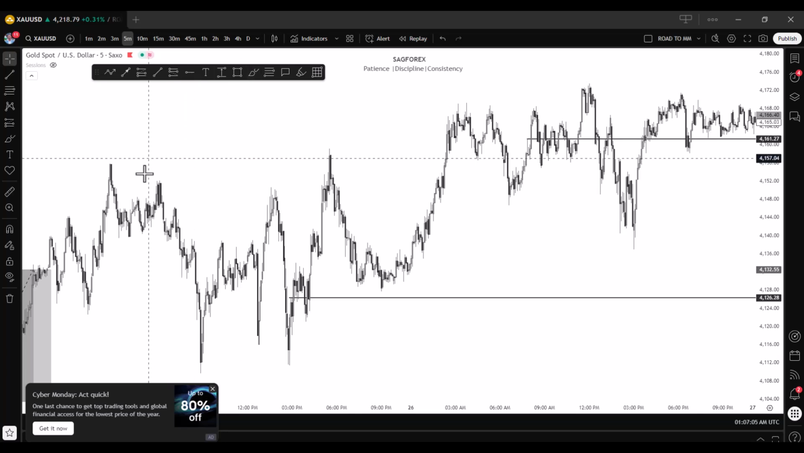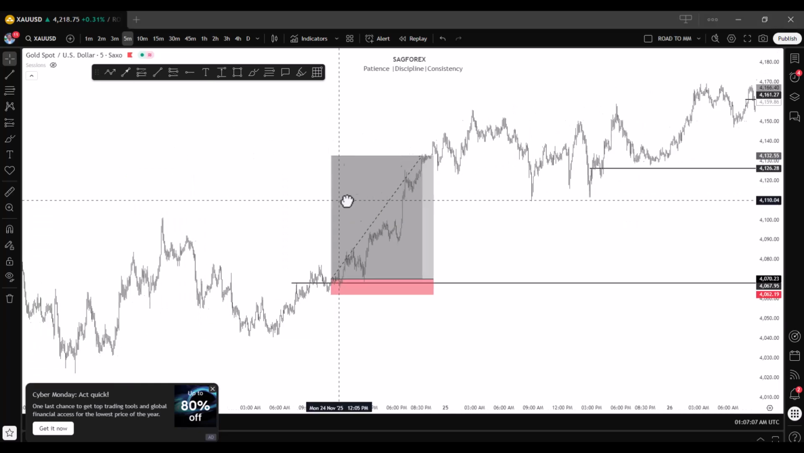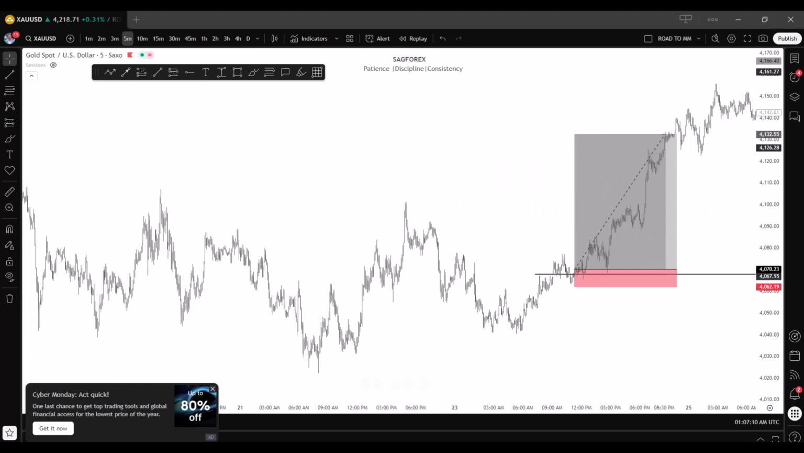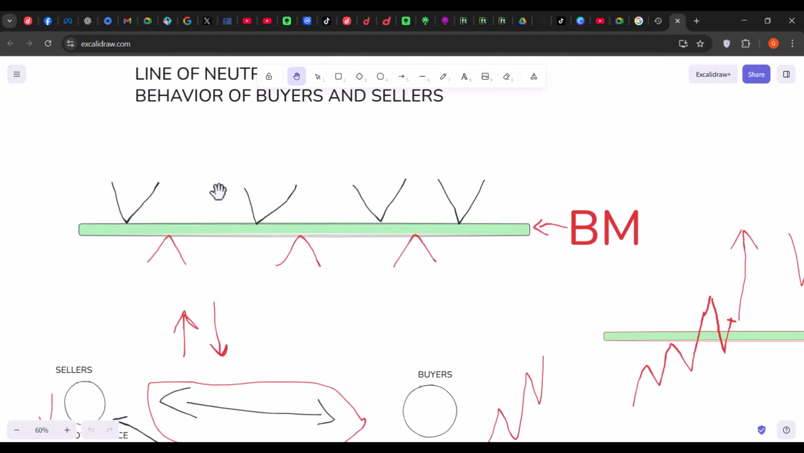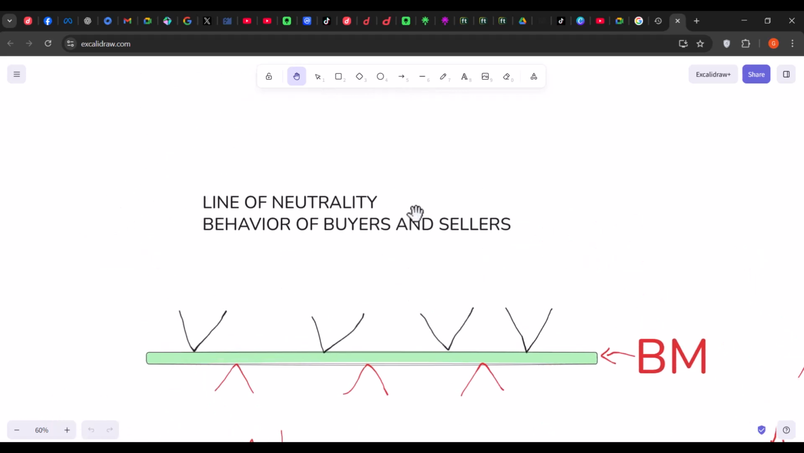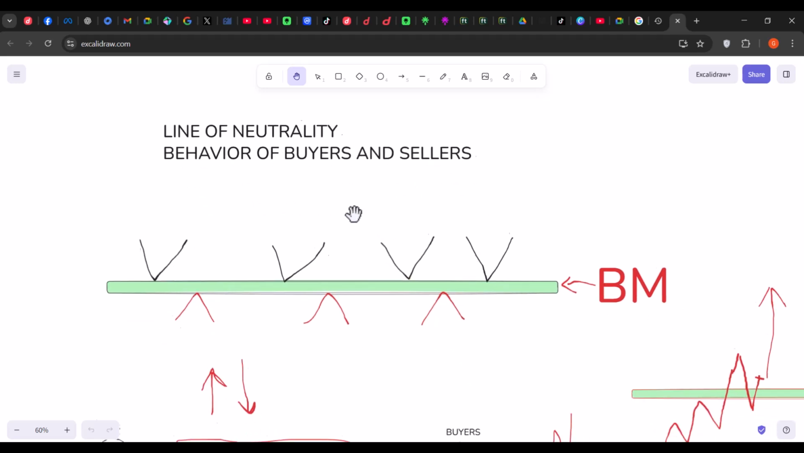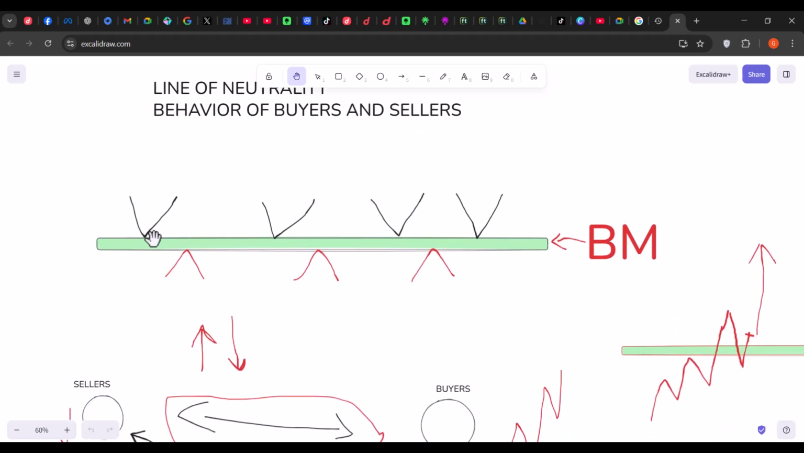Now, the first one we are going to look at is how to pick an entry from the market. Of course, today we are not going to be using this board over here, but just a quick recap for those of you who might not have paid attention last time. The last time we talked about a line of neutrality, as you can see over here, and the behavior of buyers and sellers in the market. We made mention that the sellers are sitting on top over here, waiting to push price down, and the buyers are down over here waiting to push price up.